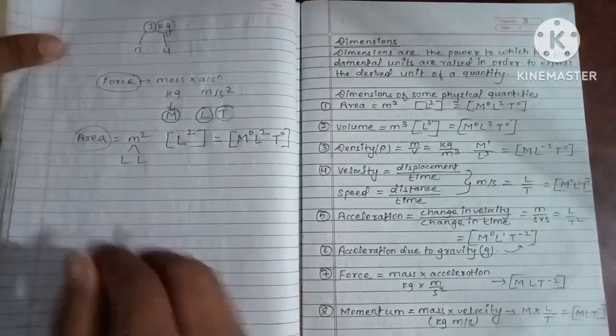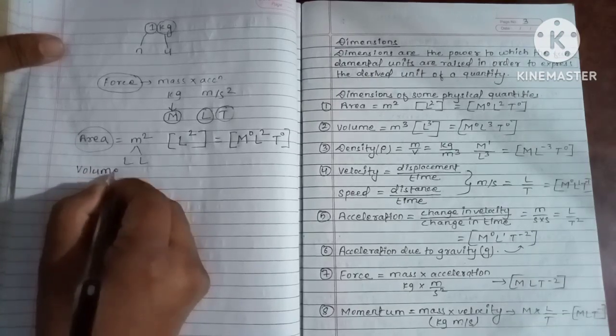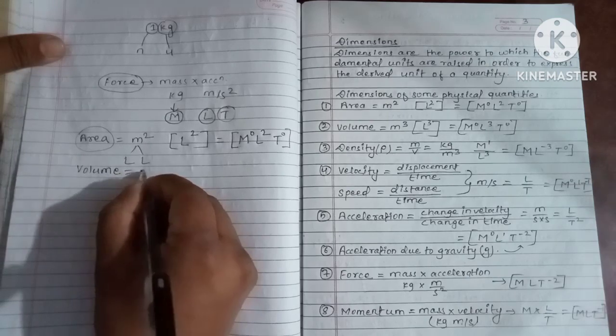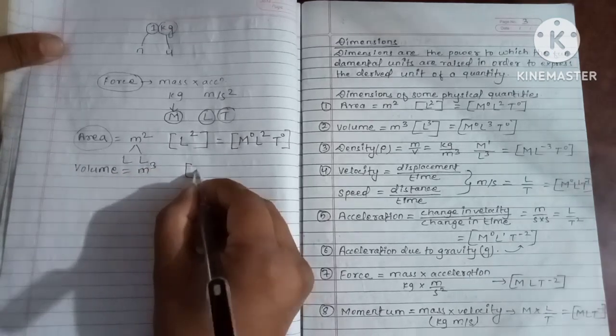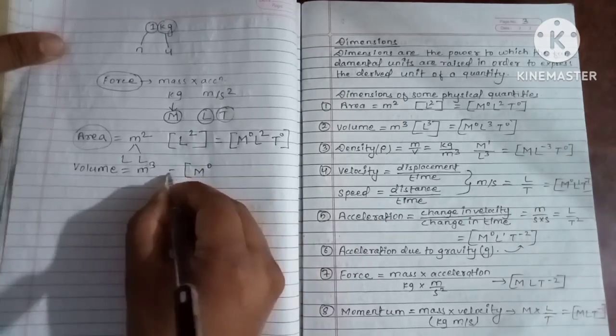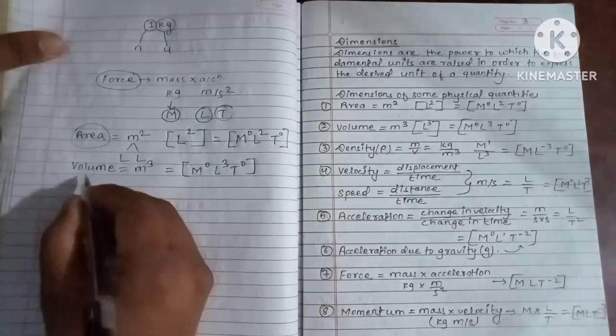Now let's take another example, volume. Volume is meter cube, 3 times the length. So we simply write M0 L3 T0. This is the dimension of volume.